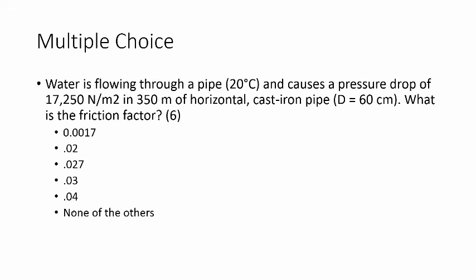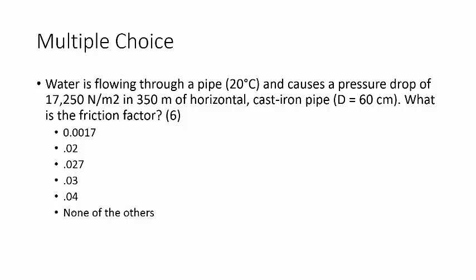So this question here: the water is flowing through a pipe and causes a pressure drop of 17,250 newtons per square meter in a 300 meter horizontal cast iron pipe. And the question is, what is the friction factor?